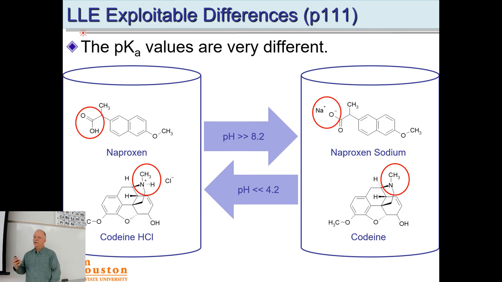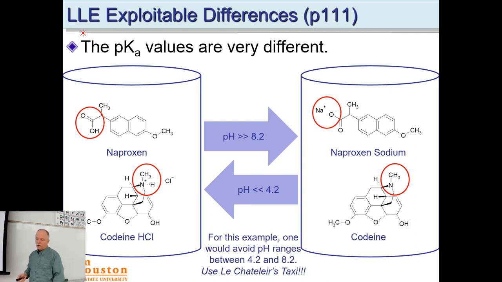And so when I say give us an extraction scheme, you don't only have to choose the organic layer, you also have to choose the pH that you're going to use to drive them apart. And we would want to stay out of the range in between. We want to push it to one extreme or the other so that we know where these are going to behave.